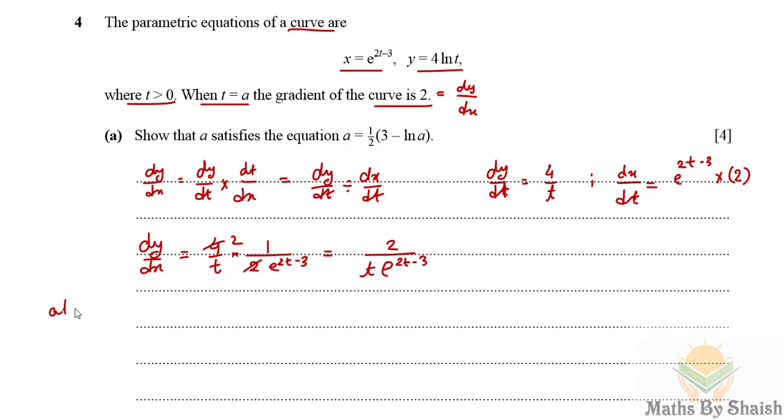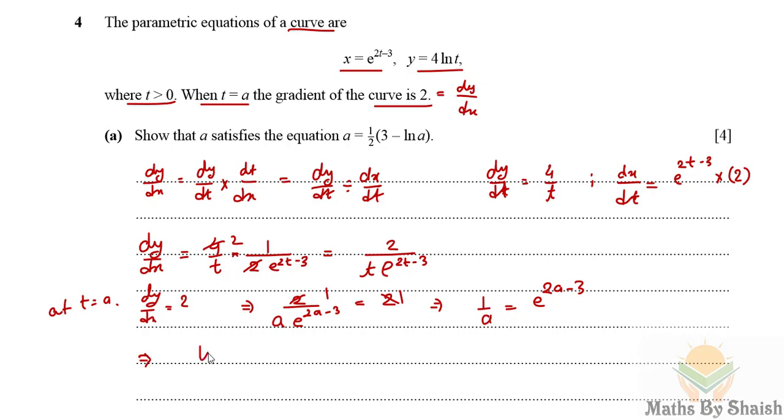Now at t is equal to a, dy over dx equals 2. So it means this 2 over a times e raised to the power 2a minus 3 is equal to 2. These two got cancelled. By cross multiplication, we'll get 1 upon a is equal to e raised to the power 2a minus 3. And then in order to remove this e, we will take the log of both the sides, and that is natural log.